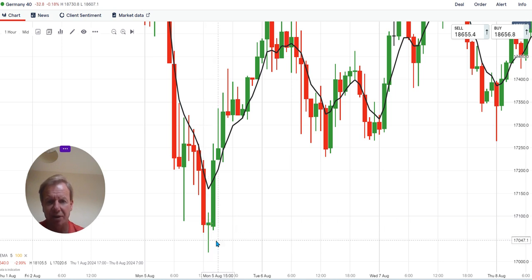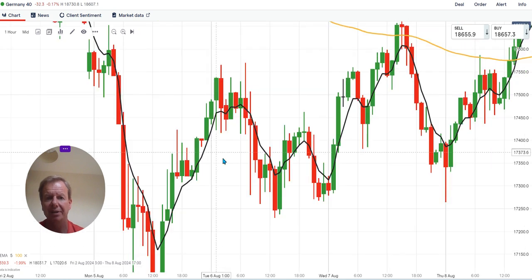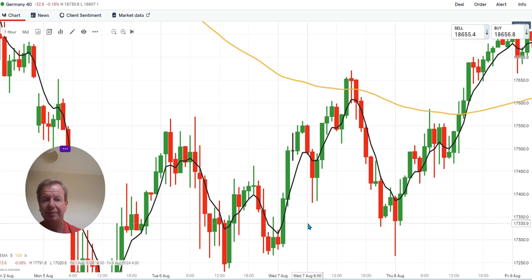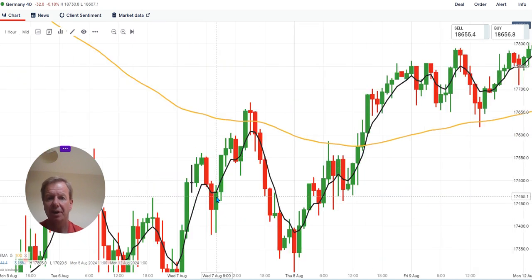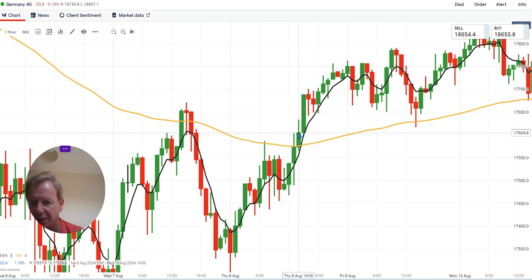Having said that, come lunchtime, you see this wick here, it's met support. So then it starts going back up again, comes back down again. Now, there are many ways you can exit this strategy. Traditional way would be wait for the moving average to cross. So you wait for the moving average to cross there, and it's 17,604.